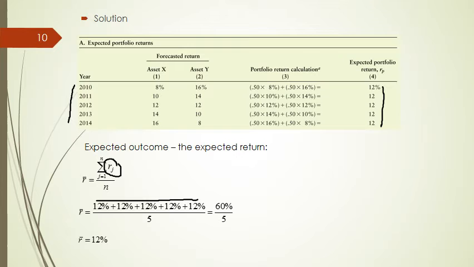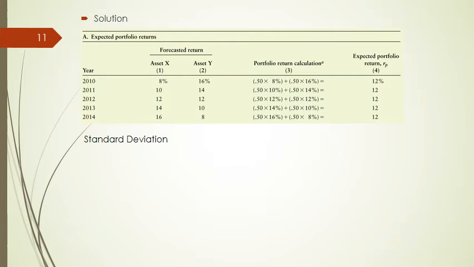Next, we need to look at the standard deviation. Let's look at the formula first. That is the formula we start off with, formula two. Again, as explained, this term represents the deviation of the actual return, R subscript J, less the expected return. On the previous slide, we calculated that the expected return, which is R bar, is 12%. Now, what are the actual returns?